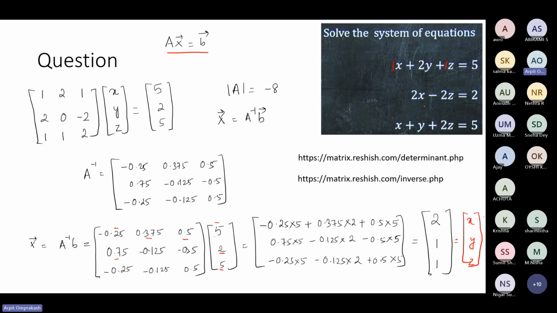We can also confirm by putting it into the equation. Putting 2 and 1 here, this is 4 minus 2, which is 2. Then for the next equation, 2 plus 2y is 2 plus 2 and so on, giving 5. And here again, it's 5. Is that clear?